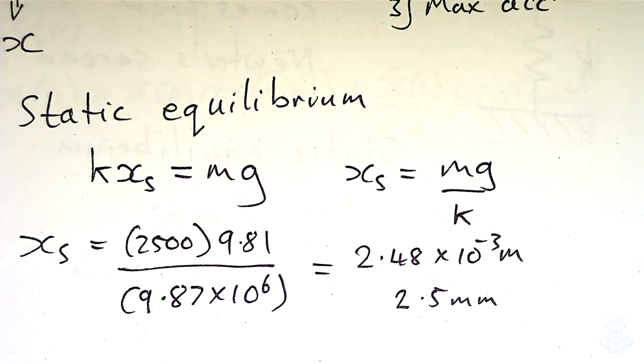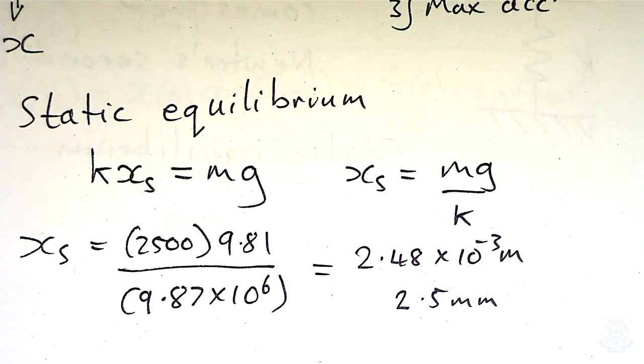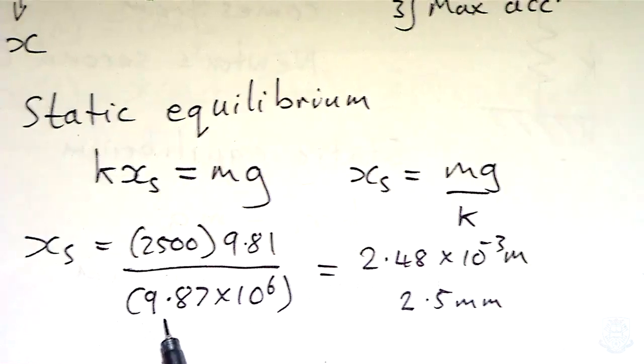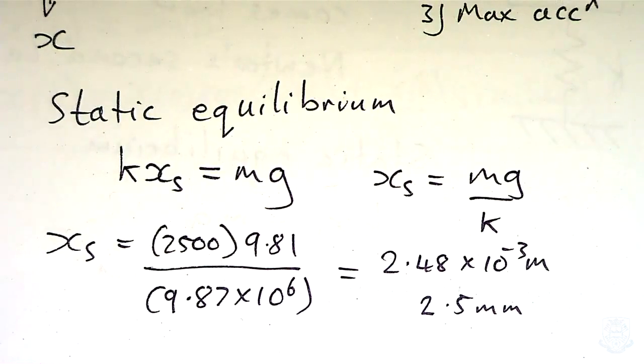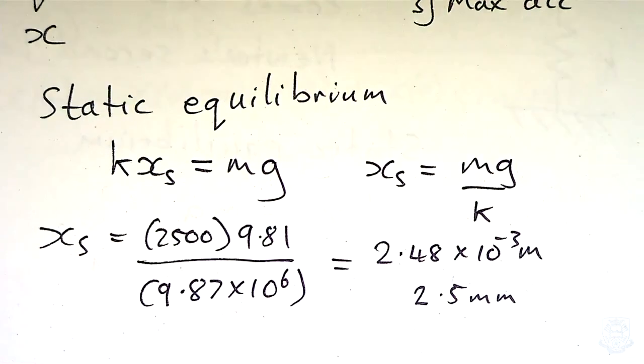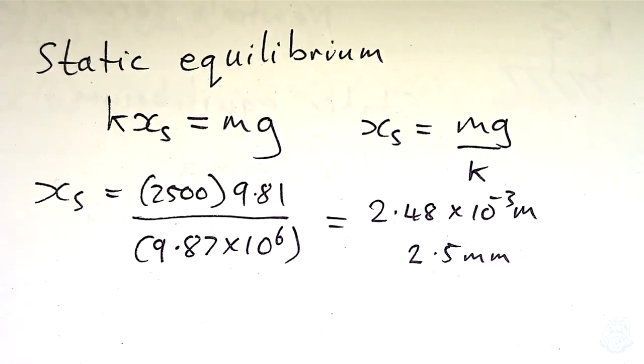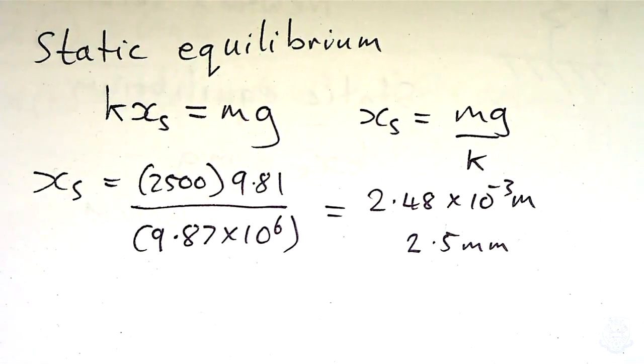And like all engineering problems, because you're engineers at the end of the day, you should ask yourself, does that seem reasonable? It seems like a reasonable number. 2,500 kilograms is quite a big mass, but the spring stiffness is pretty significant, so 2.5 millimeters sounds like a reasonable number for a static displacement. If it was 2.5 kilometers, you'd be thinking, I've got something wrong in my math somewhere. But it's not, so we're okay. The next thing we're going to look at is the natural frequency.